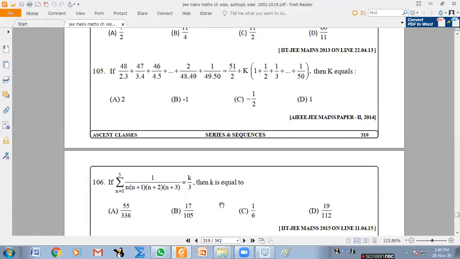One, not 6. Anybody any doubt? Already discussed in advanced material: when denominators are in AP, what to do? We write numerator as difference of first and last term.